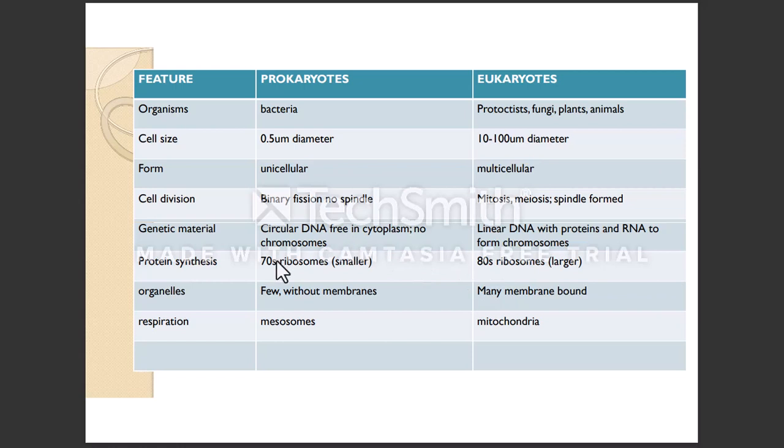Prokaryotic cells have 70S ribosomes, while eukaryotic cells have 80S ribosomes. Prokaryotic cells have circular DNA that is found free in the cytoplasm, while eukaryotic cells have linear DNA with proteins and RNA to form the chromosomes. So you can see the differences that exist between prokaryotic cells and eukaryotic cells based on different criteria.